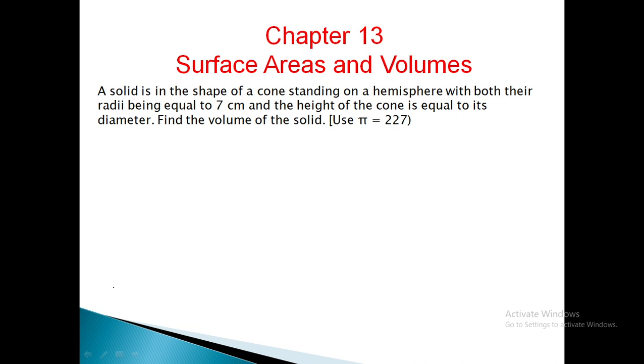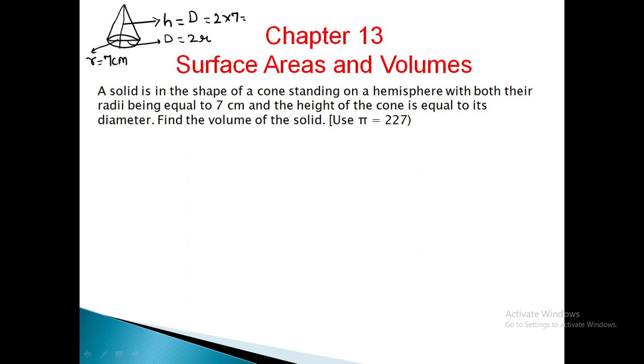You have to first of all draw the figure. A cone. This is the cone and this is its diameter, that will be equal to 2r. When we draw the height, then half of the diameter is known as r, that is given as 7 cm, and the height of the cone is equal to the diameter, h is equal to d, and d is equal to 2r.